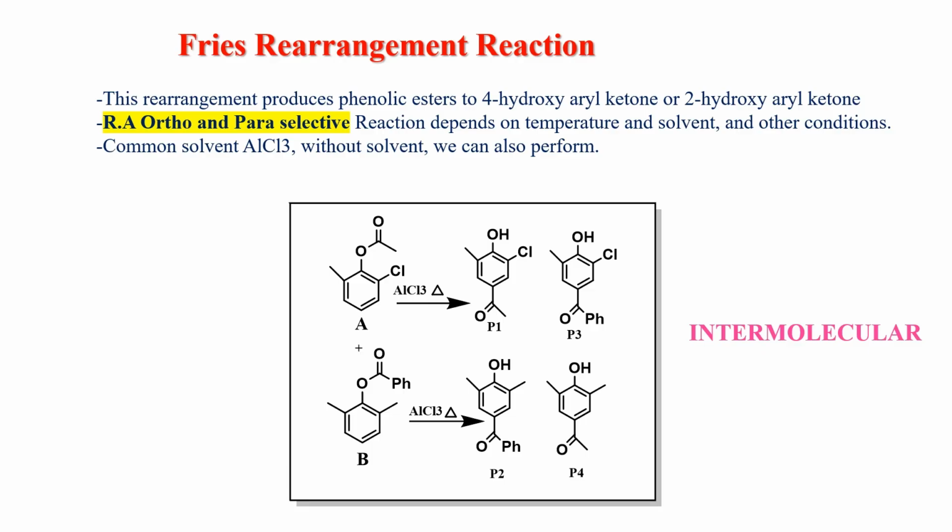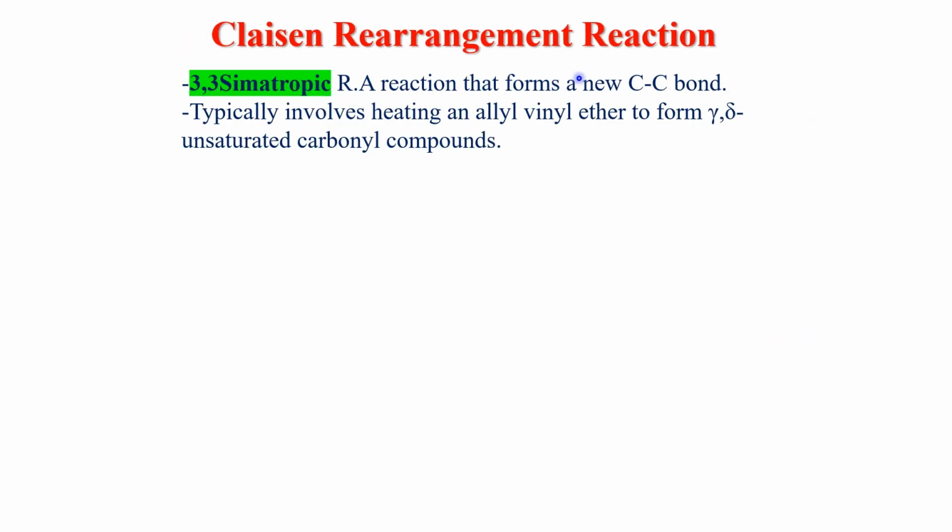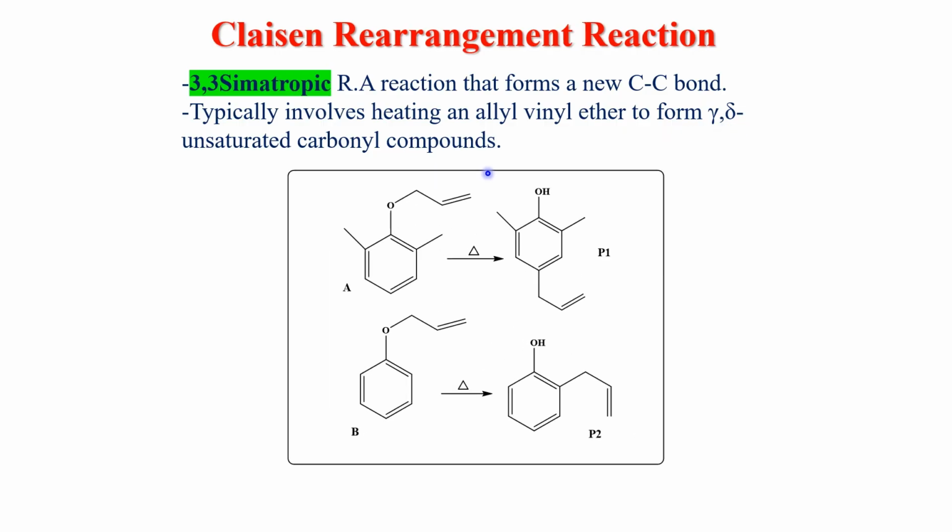Four products are formed. Then the Claisen rearrangement reaction. This reaction is a [3,3] sigmatropic rearrangement that forms a new carbon-carbon bond. It typically involves heating an allyl vinyl ether to form gamma,delta-unsaturated carbonyl compounds. This is an example, and it is an intramolecular mechanism.